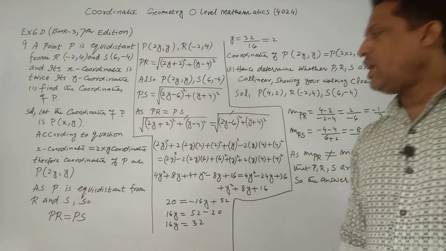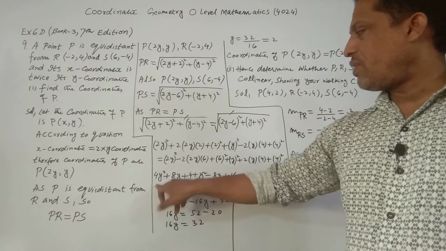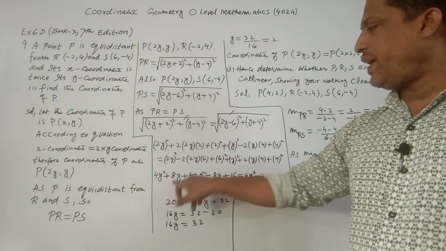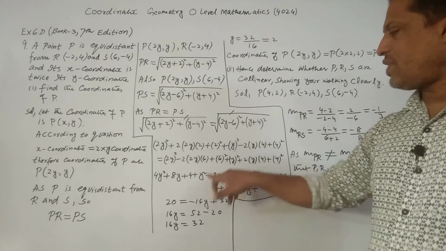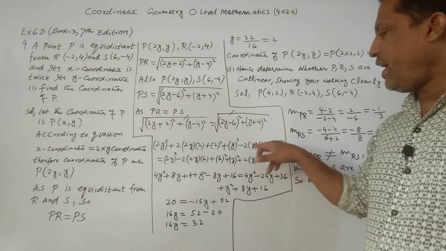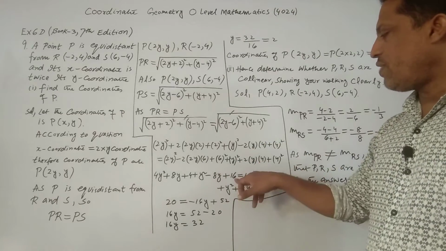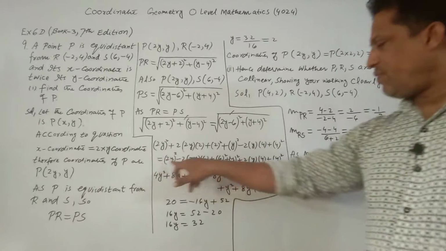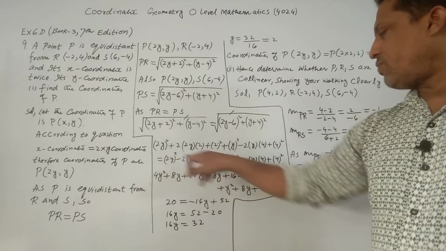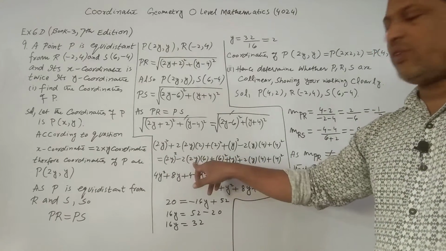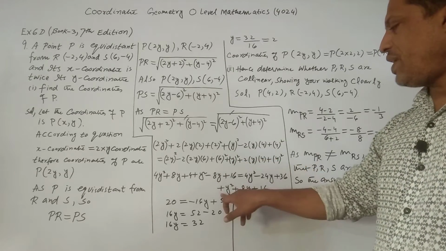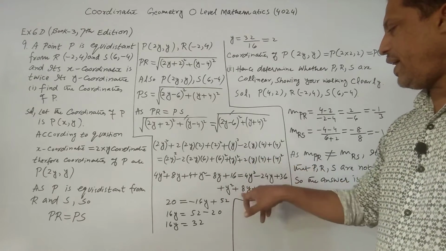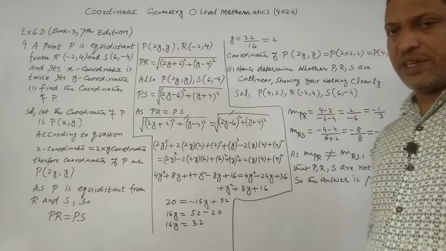Now expand. (2y) square is 4y square. 2 into 2 into 2 is 8, so 8y, plus 2 square is 4, plus y square. Then minus 2 into 4 is 8, so minus 8y, plus 4 square is 16. This is equal to 4y square, minus 2 into 2 into 6 is 24y, plus 6 square is 36, plus y square, plus 2 into 4 is 8y, plus 4 square is 16.